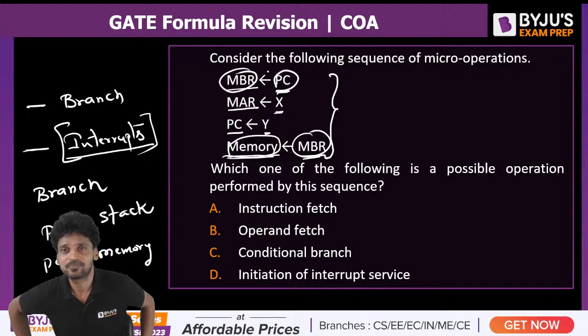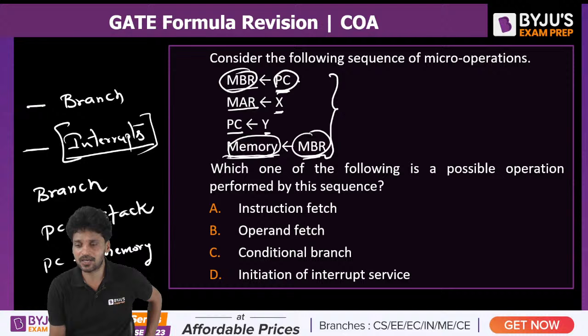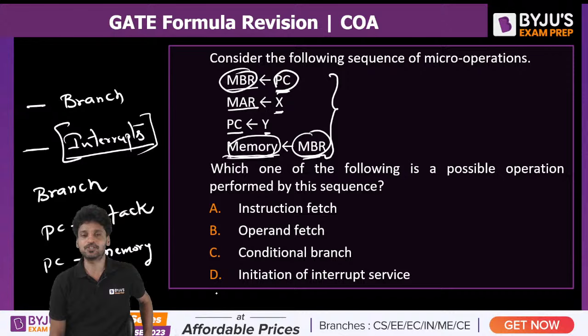What is the correct option? The program counter being transferred to the memory, being saved in the memory. Option A, B, C, D. Which one? Is only this.